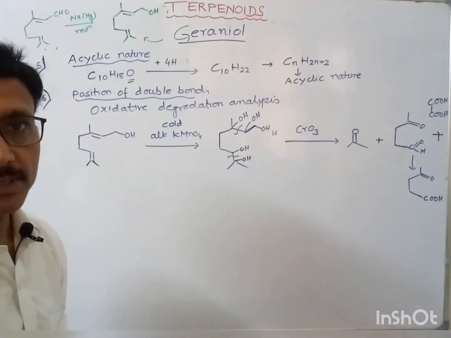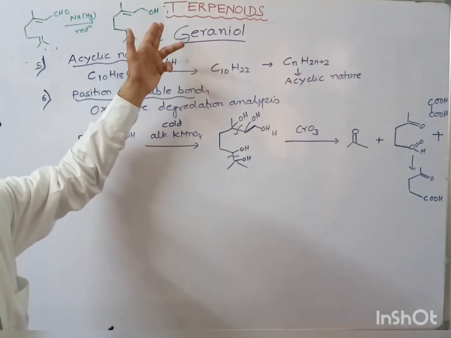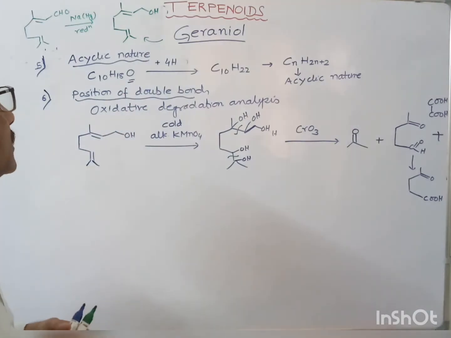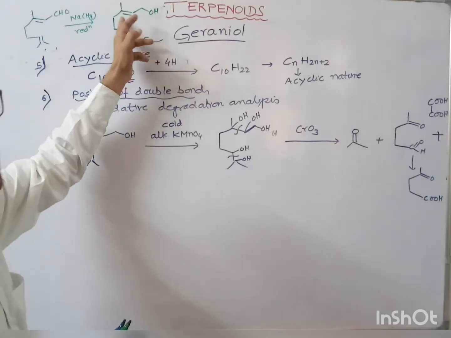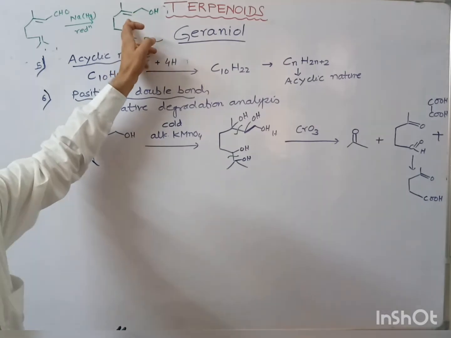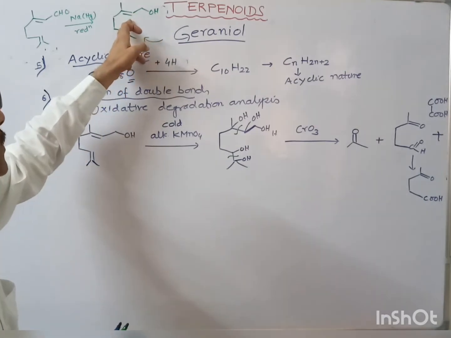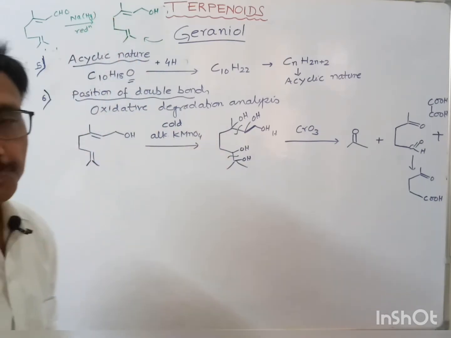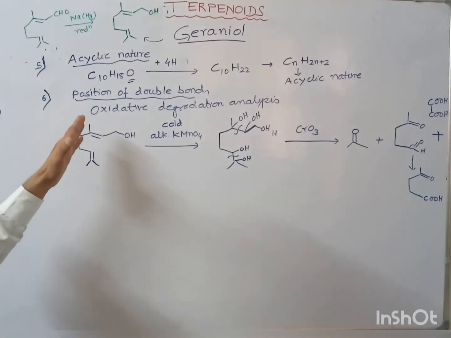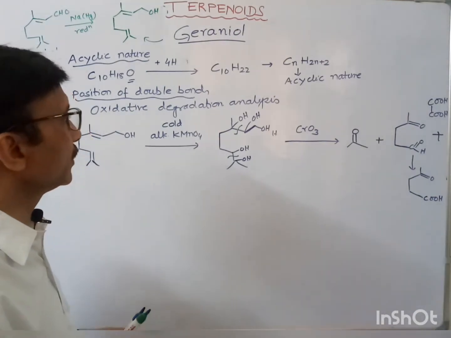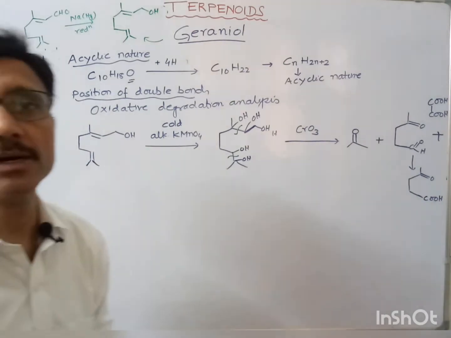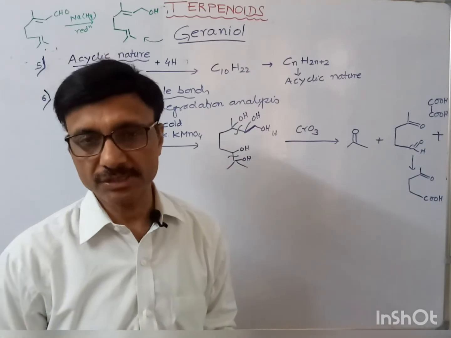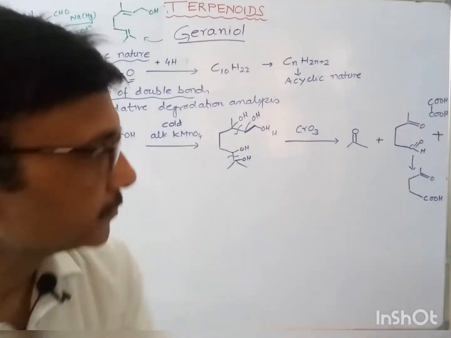by oxidation of this, it gives you the citral, and then the oxidation using MnO2 tells the presence of this allylic alcoholic group, and further the positions of these two double bonds are proved by this oxidative degradation analysis. Okay, so now finally, the structure of geraniol is proved by the synthesis. So let's see its synthesis.